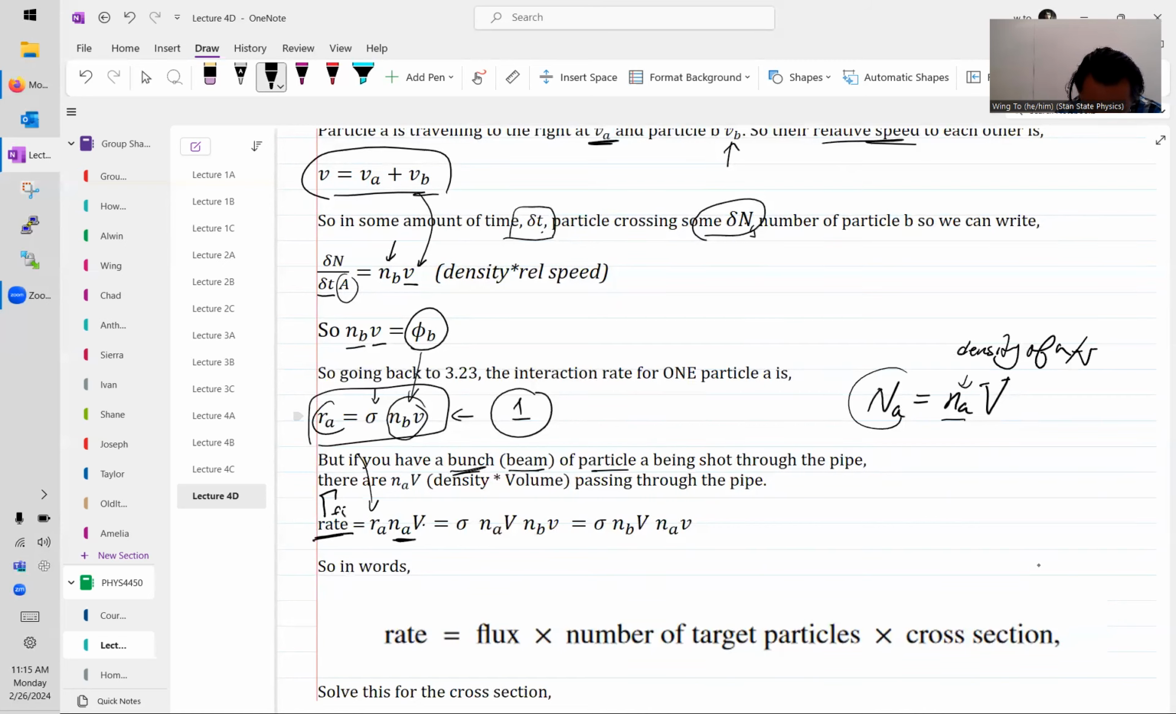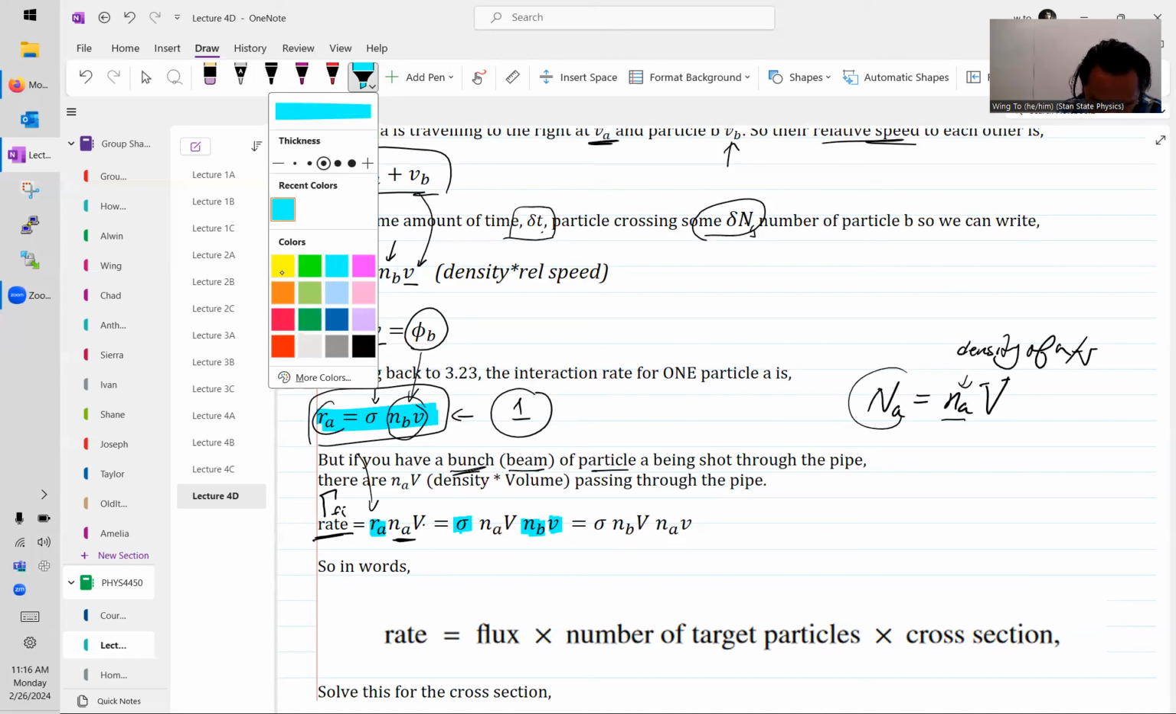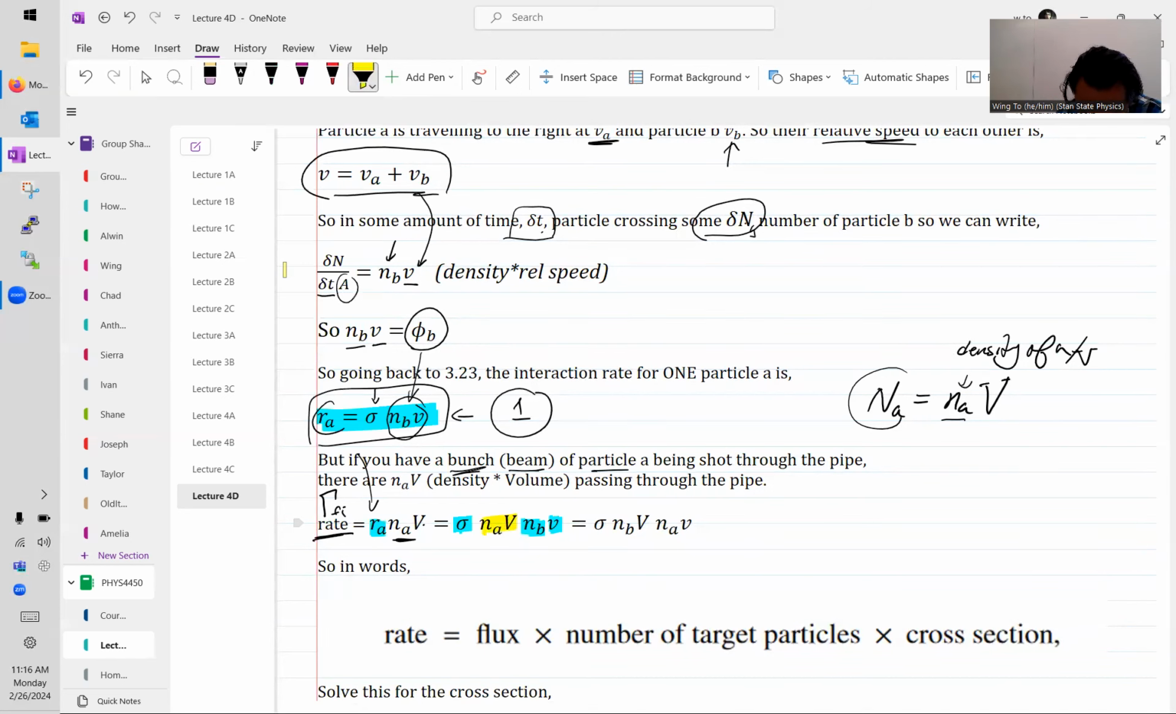So now if we combine, let me highlight the equations that we're combining. We're combining this equation into here, then we'll get sigma n_B times V. Sorry, I didn't put it all together next to each other. Times n_A times V. So that's the second thing that we're putting in.